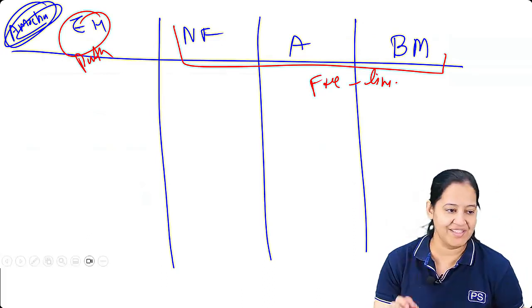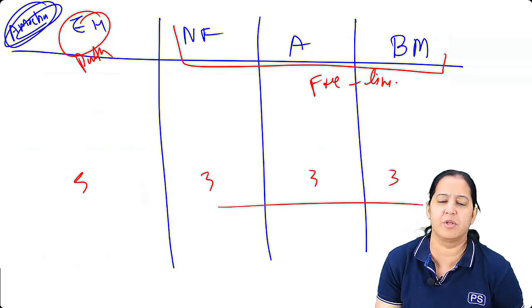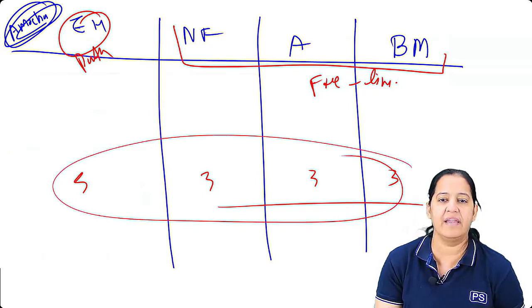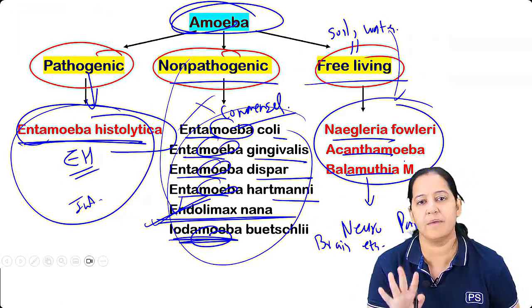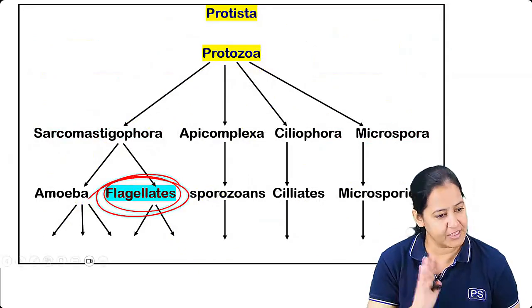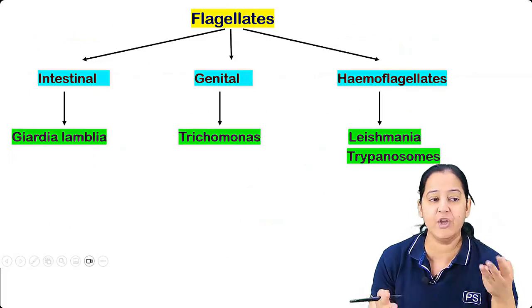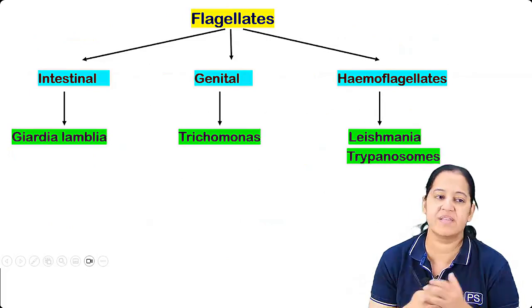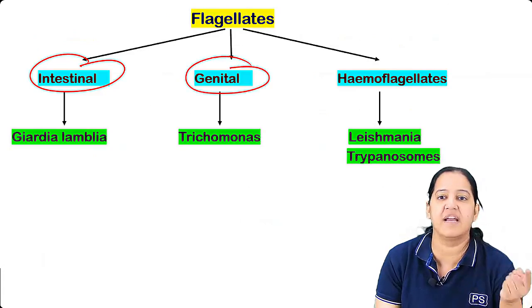We have to study from here. Five minutes each, or maybe three minutes on them. These are small, so we will require some minutes on the amoebas. So amoebas will be our first. After amoebas, we will come to the flagellates. How many flagellates are there? Three types of flagellates, depending on where they reside in the human body. They reside in the intestine, in the genital cavity, and in the blood of the human.